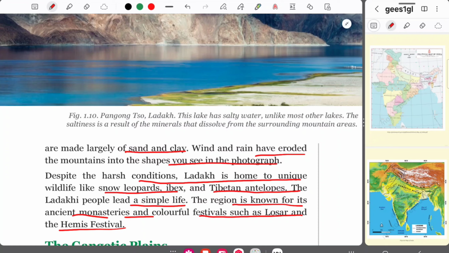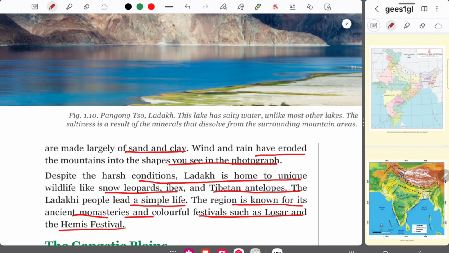There are so many monasteries built here in Ladakh, and there are so many monks also. One of the famous monks who live in Ladakh is, can you tell me the name? I'll give you the hint, his surname is Lama. And so many colorful festivals are celebrated over there, like Losar and the Hamis festival.